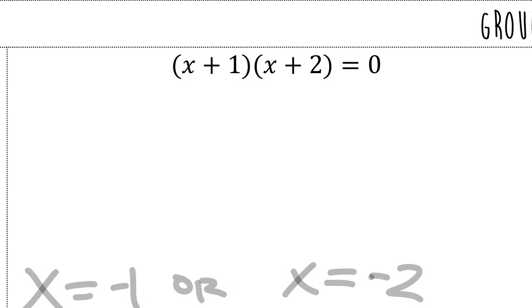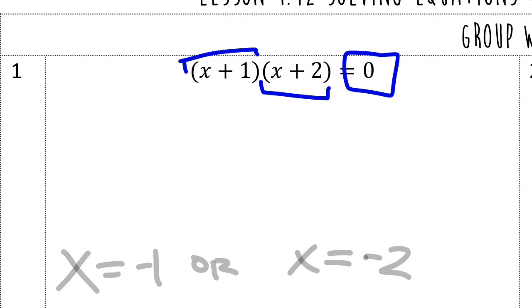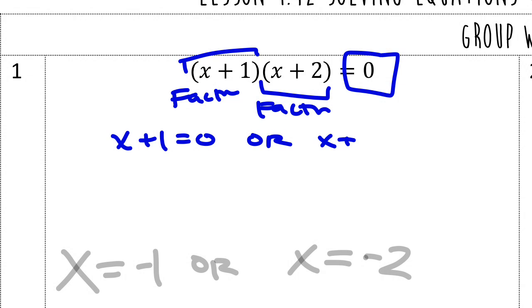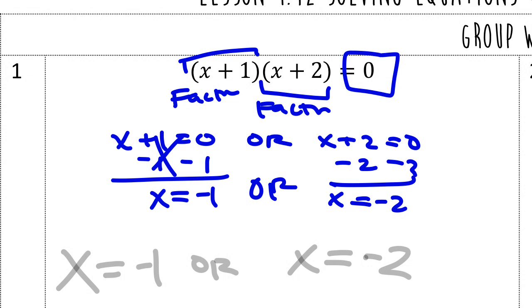So if I look at this problem, I see that we are multiplying an item by another item and their product is 0. So I want to use the zero product property. I want to set each factor equal to 0. So I write x plus 1 equals 0 or x plus 2 equals 0. And I need to solve each of them by doing the opposite operation to get the variable by itself. So in this first one, I took away 1 from each side, got x equals -1, or I take away 2 from each side and I get x equals -2. Okay, that's how we come to our final solution here.